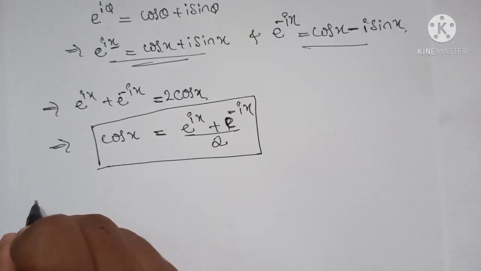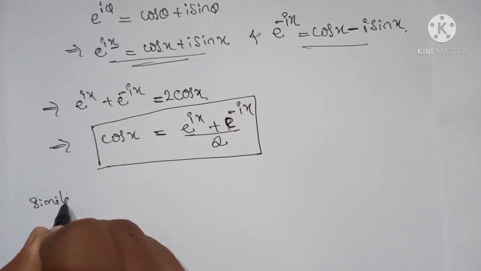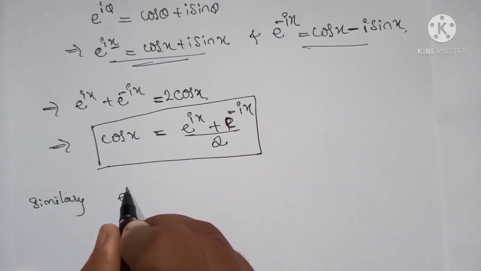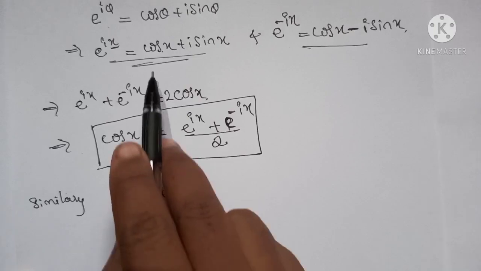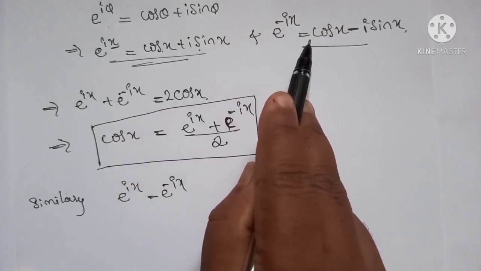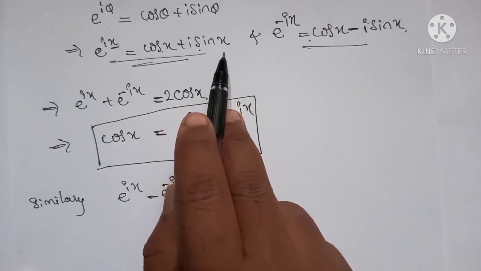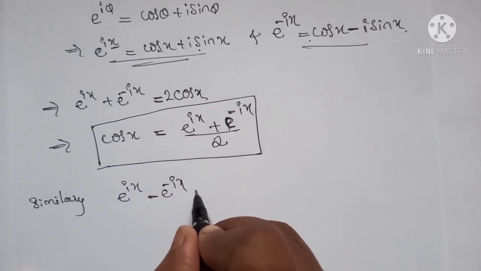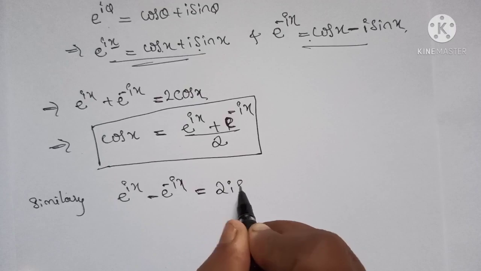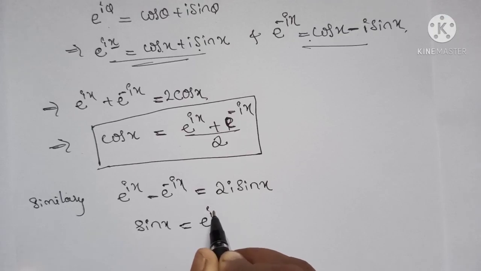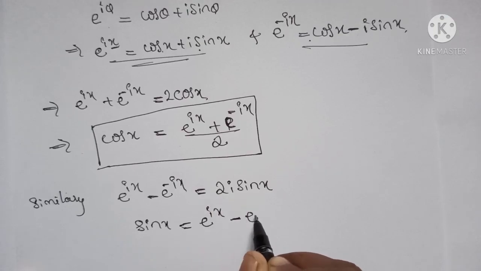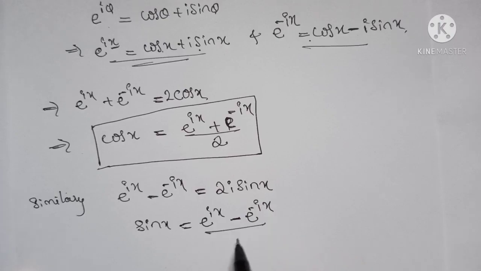And similarly, if I consider the subtraction of these two, then I get e raised to ix minus e raised to minus ix. In this case the cos terms cancel, and we get i sin x plus i sin x, which equals 2i sin x. So sin x can be written as e raised to ix minus e raised to minus ix divided by 2i.